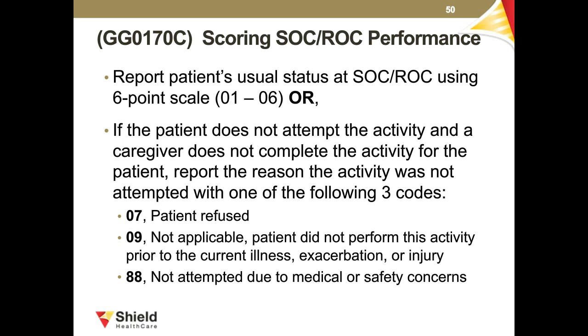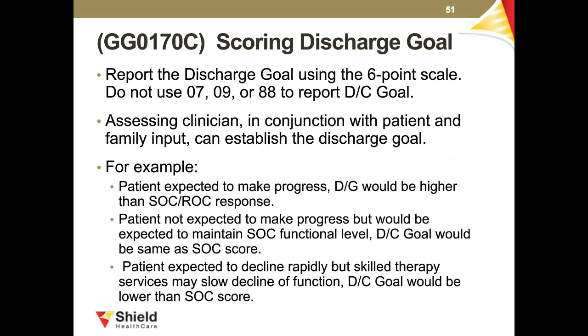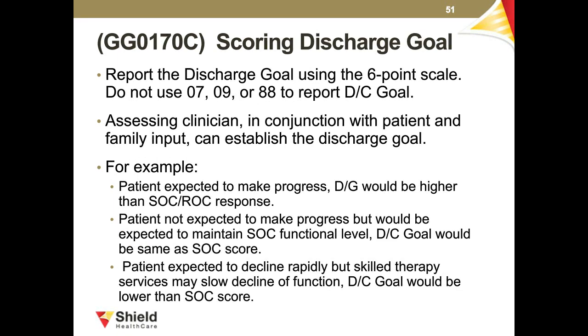If the patient cannot attempt or will not attempt the activity, and a caregiver does not complete the activity for the patient, then you have to report the reason the activity was not attempted, and there are 3 special codes for that: 07, 09, and 88. The patient could refuse, it's not applicable because the patient didn't perform the activity before this illness or exacerbation of this illness, or it was not attempted due to medical or safety concern, because we certainly don't want to put a person at risk just by insisting that they have a particular test done.